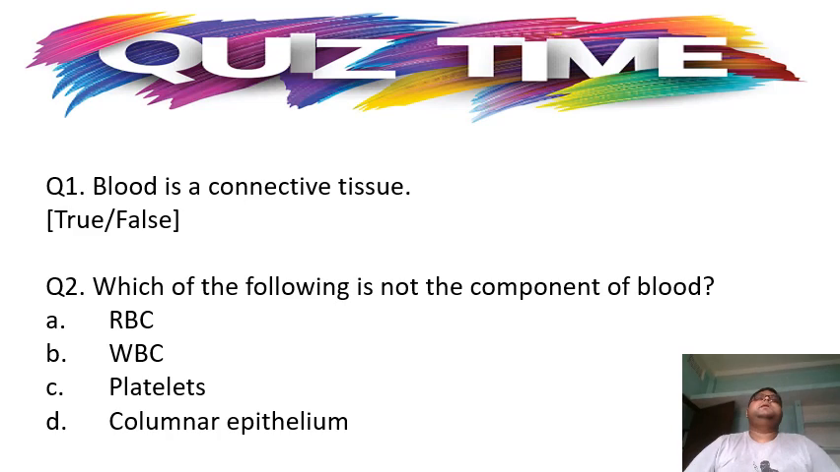Now, just tell me, what is a connective tissue? Yes, the connective tissue is those tissues that connect something, isn't it? And blood is connecting different organs of our body. It is providing food to different parts of our body. It is providing gases to different parts of our body. It is transporting the waste from different parts of the body for its removal. So, blood is a connective tissue, and this statement is a true statement. Okay, students, is it clear?